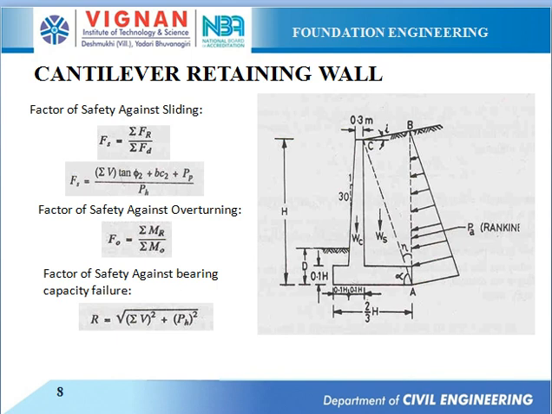The next factor of safety value, obtained against bearing capacity for a cantilever retaining wall, is given by R equals under root sigma V square plus Ph square. Here R is the resultant force acting on the retaining wall, V is the summation of all the vertical forces acting on the base, and Ph is the horizontal force acting upon the retaining wall.